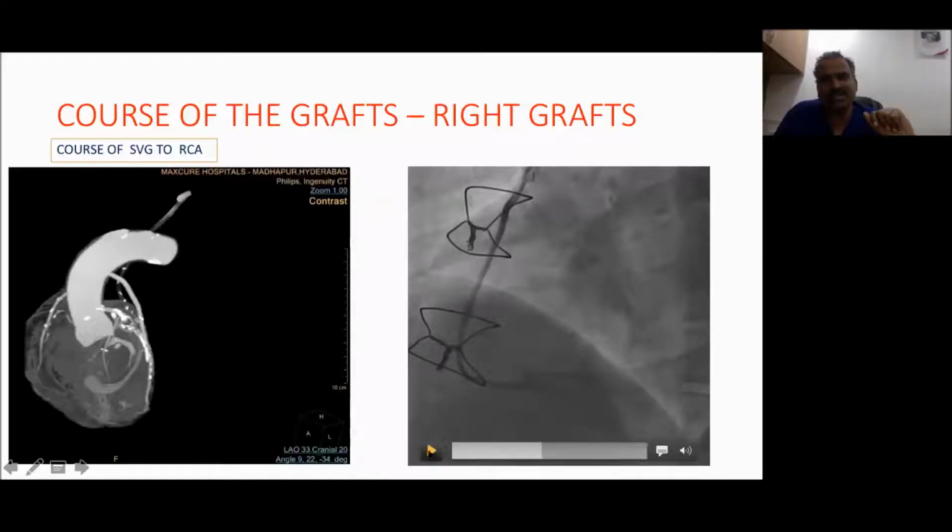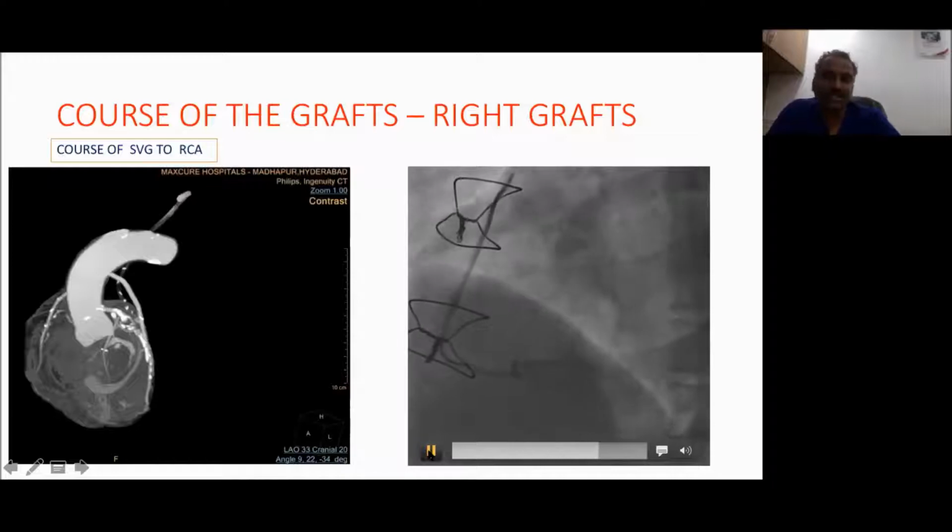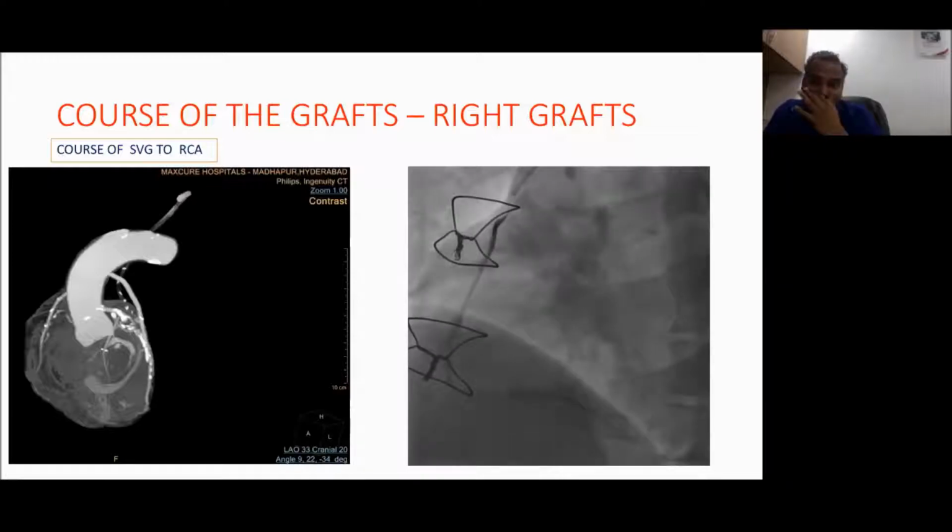You can see this is the right venous graft, which is well visible in LAO. Again, it is because the course is almost similar to the right coronary artery.